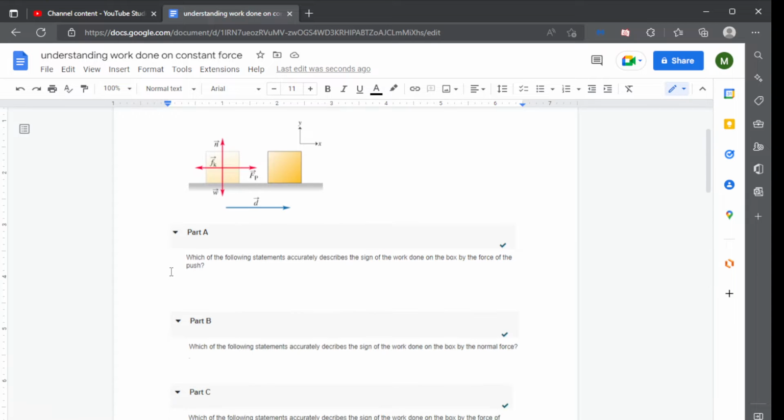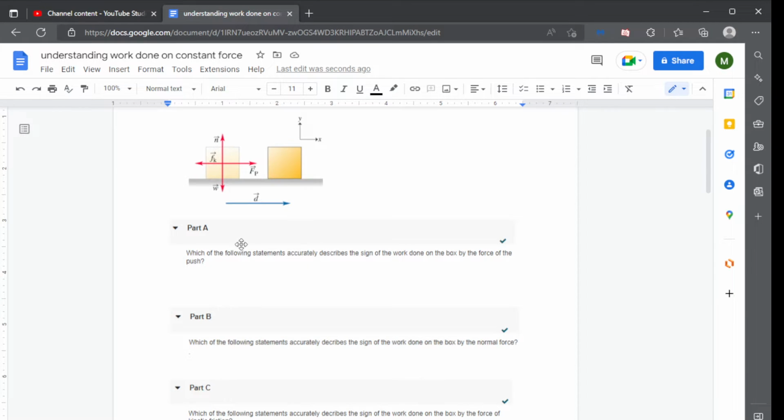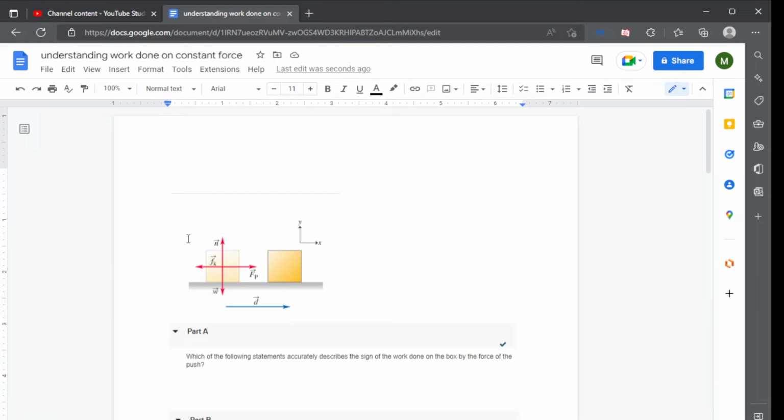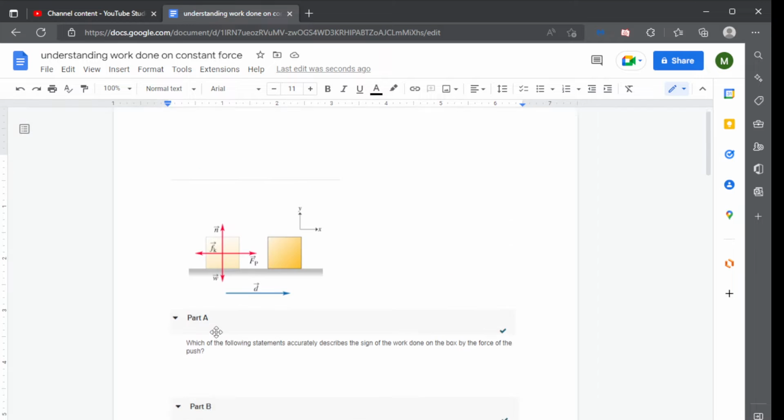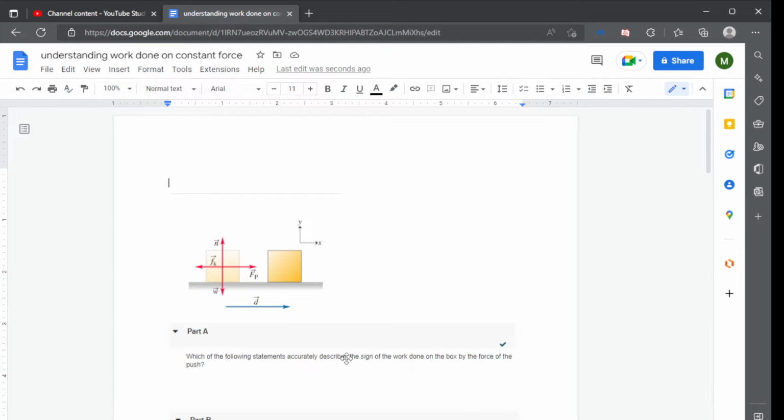Understanding work done on a constant force. This is the graph. This is the figure that we're using for part A through part D. Which of the following statements accurately describes the sign of the work done on the box by the force of push? The force of push we'll be looking for is Fp. Fp will be represented for force push.